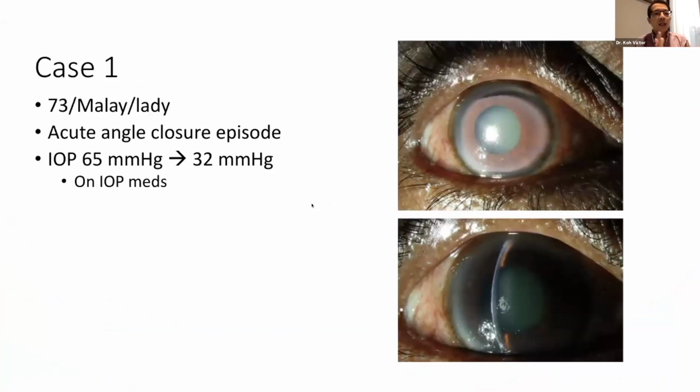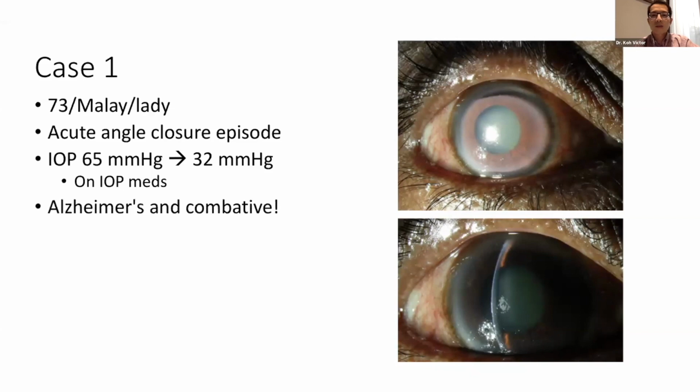I'd like to start with case number one. This is a 73-year-old Malay lady who came to my clinic three weeks ago with an acute angle closure episode. The pressure was 65. She was squeezing her eye a lot, but anyway, pressures were high and angles were narrow. The cornea is not clear. With some medical therapy, we were able to drop the pressure to 32, half of that, but the cornea still refused to clear up.